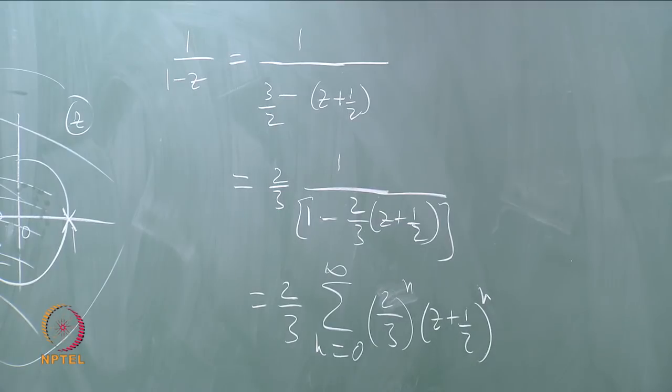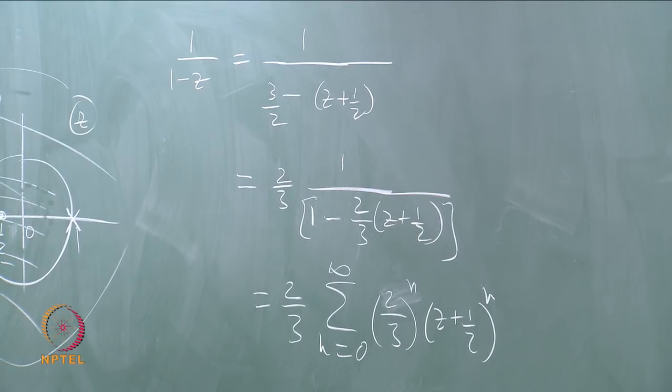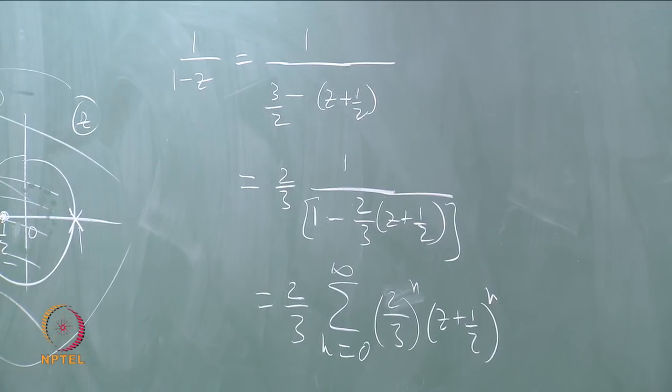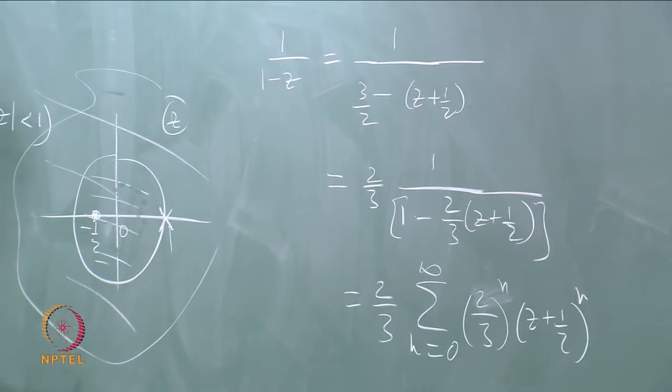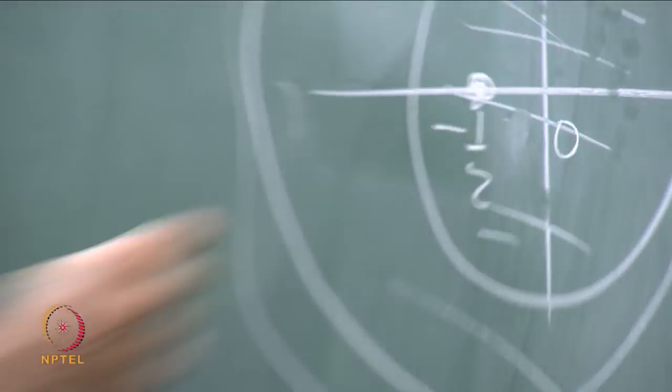Now what is the locus of points which look like mod z plus 1 equal to constant? It is a circle with center at minus 1 and radius equal to that constant, right. Now where is the center of this one? At minus half. And what is the radius? 3 over 2. So this converges in a circle of this kind.